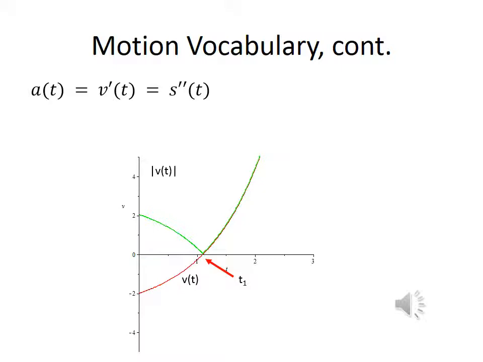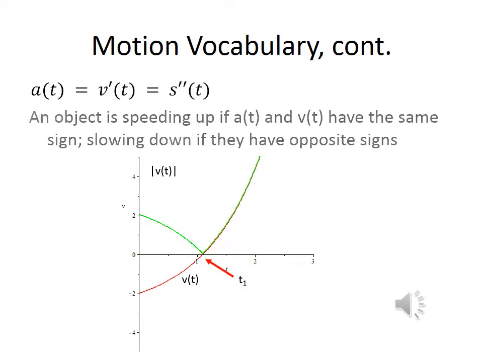We saw previously in class that we can read the sign of acceleration like this. If the acceleration and velocity have the same sign, the object is speeding up. If they have opposite signs, the object is slowing down. Let's use a problem to review how we can use derivatives to analyze motion.